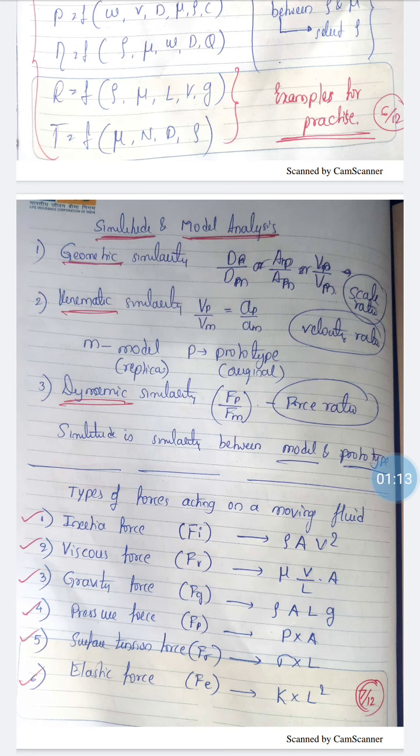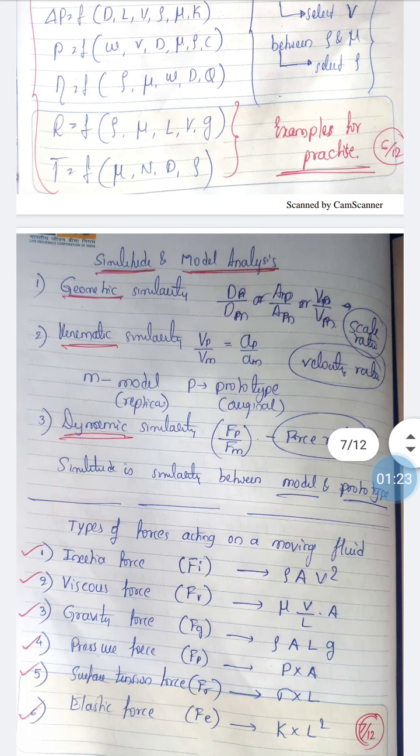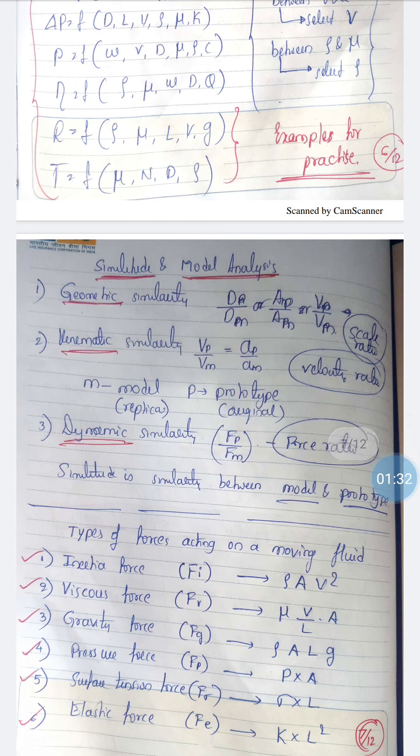But to construct a model, some rules have to be followed. That is, the model and prototype should be geometrically identical, kinematically identical and dynamically identical. Based on this, we have these similarity laws. What do you mean by geometric similarity? It says that if P is denoting prototype and M is denoting model, dP by dM or LP by LM must be a scale ratio.